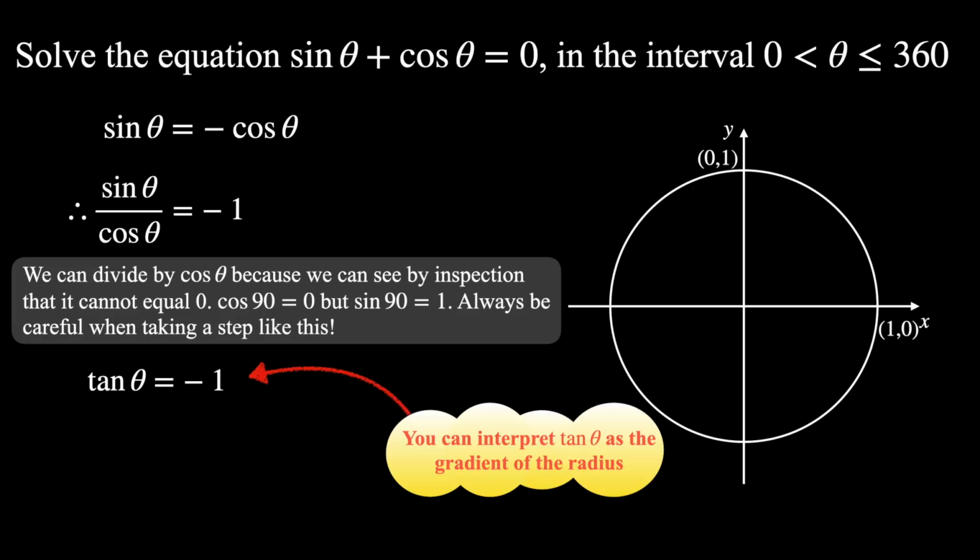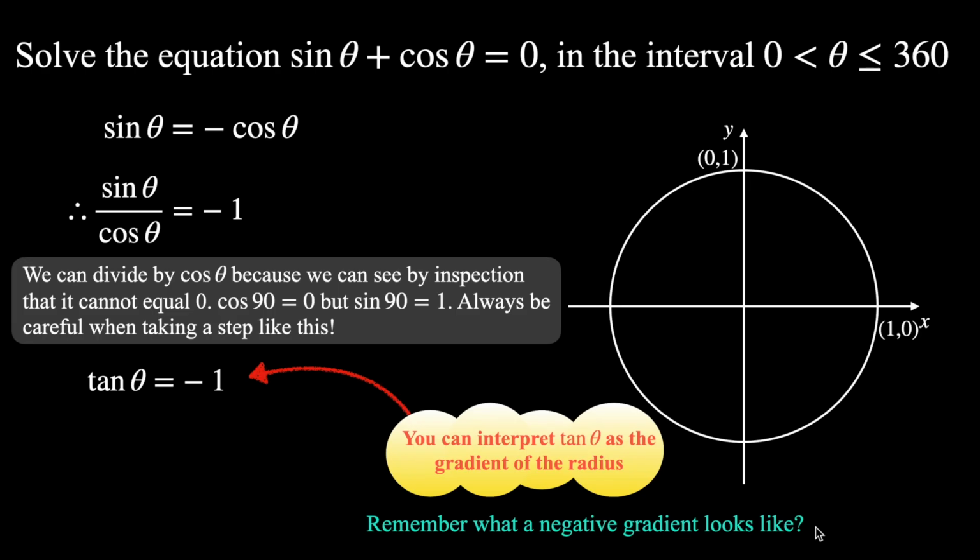We can interpret tan theta as the gradient of the radius. And because tan theta is negative, we interpret this as a negative gradient. So do you remember what the negative gradient looks like? One way to remember that is if you're a man walking across the screen, are you going downhill? Are you getting more negative, or are you going uphill? Are you going up? Is it positive?